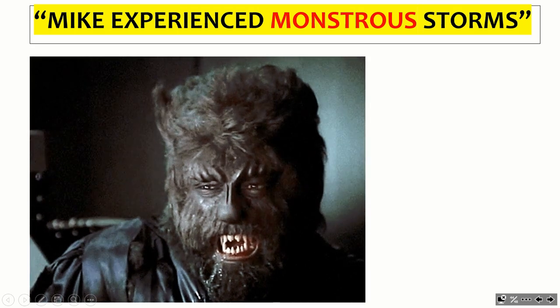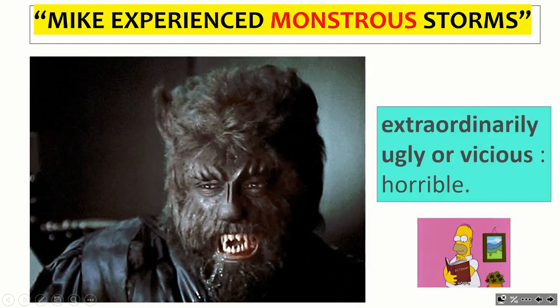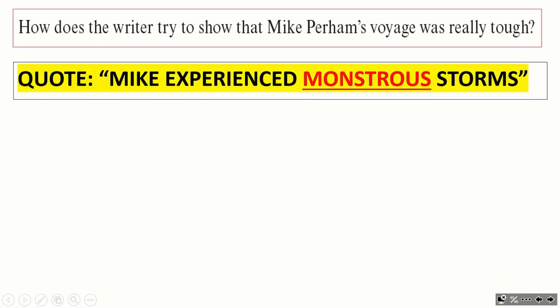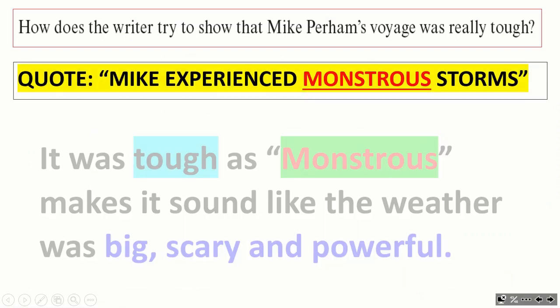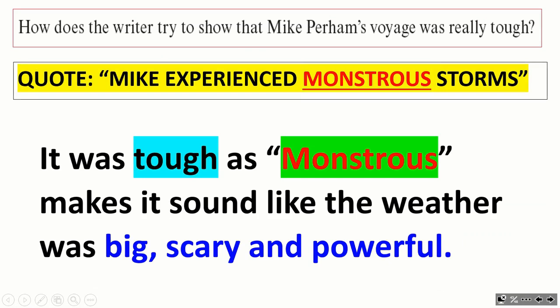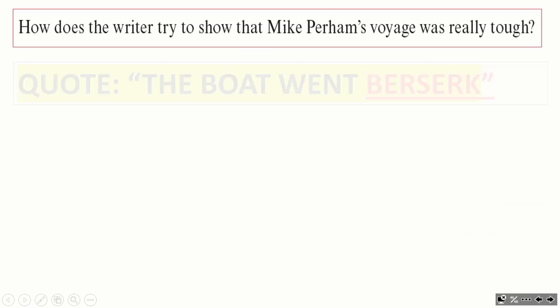Okay, it doesn't just say Mike experienced storms. It doesn't say big storms. The writer's chosen to use the adjective monstrous. So what does that tell us about the storms? Well, if we looked in the dictionary, it would be ugly, vicious, scary, horrible. So again, just put that into your answer. So it seems tough as monstrous makes the weather sound big, scary, powerful.